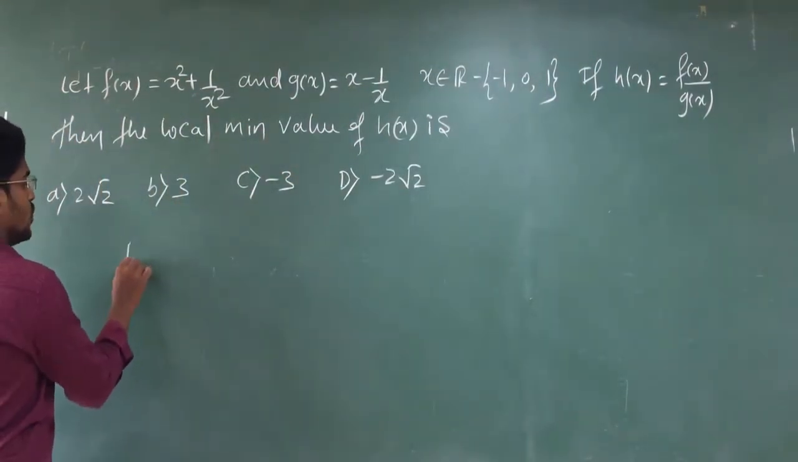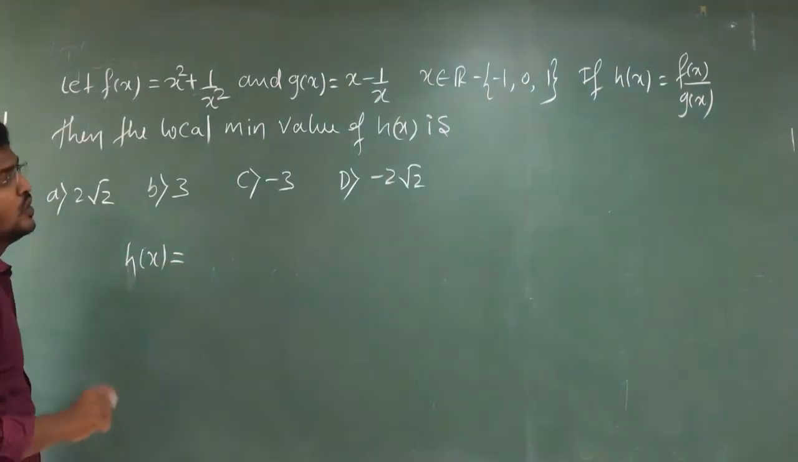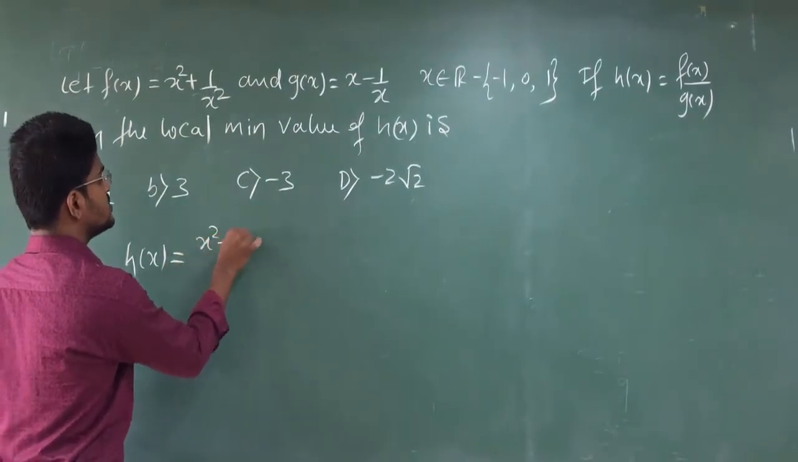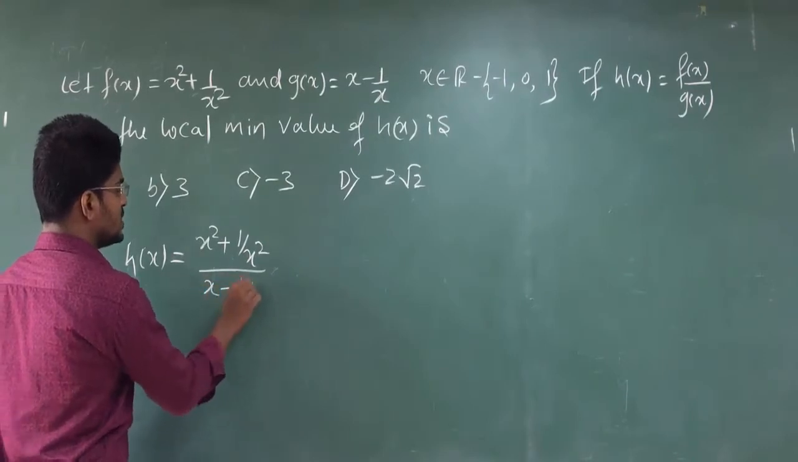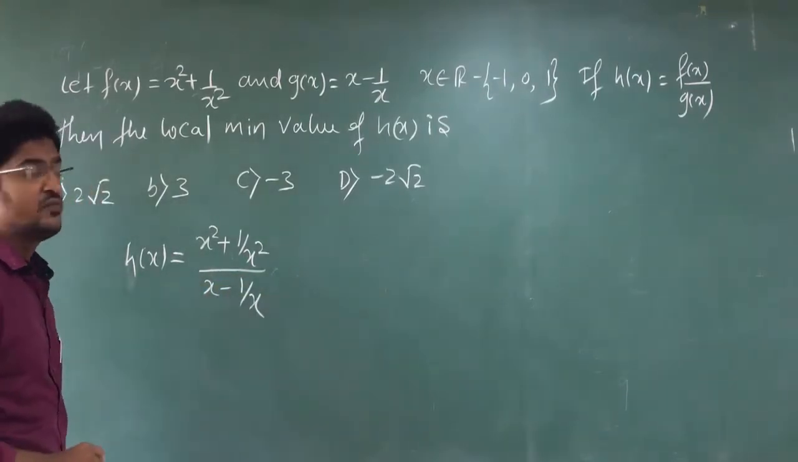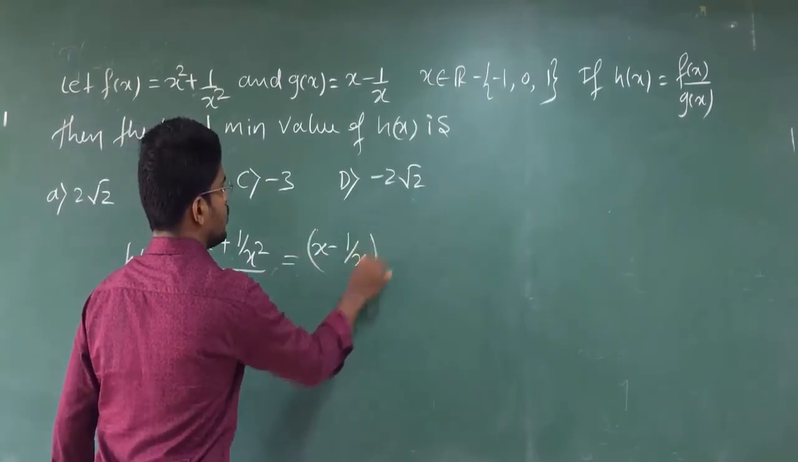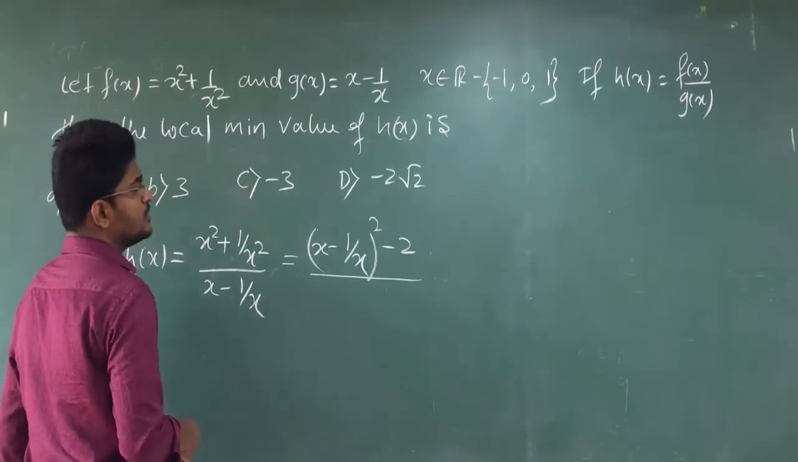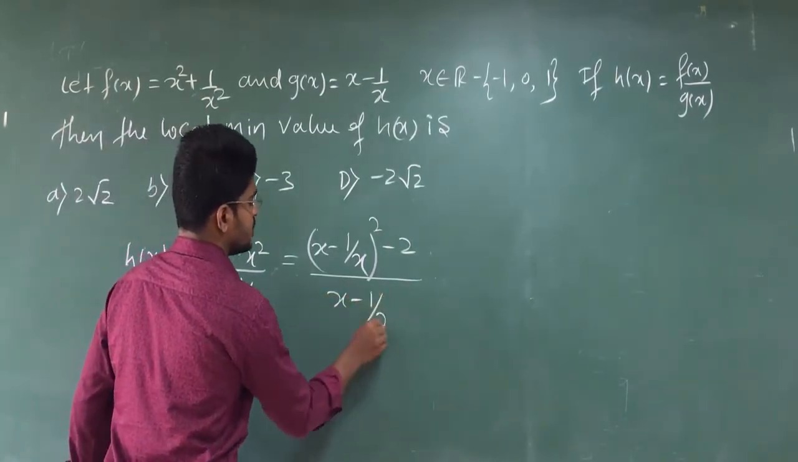Clear? So h(x) equal to f(x)/g(x). f(x) is x² plus 1/x² and g(x) is x minus 1/x. So if I simplify this, (x minus 1/x) whole squared minus 2, I can write, divided by x minus 1/x.